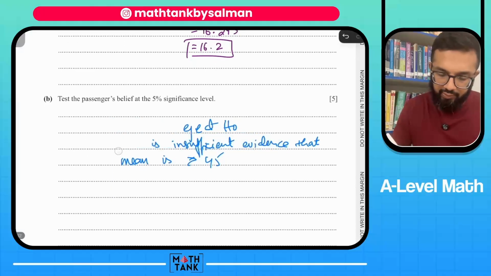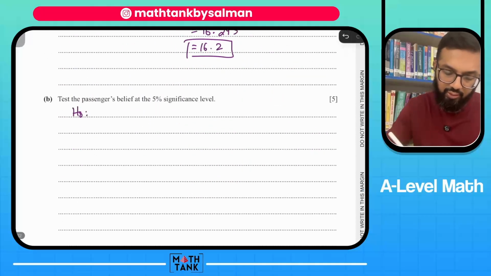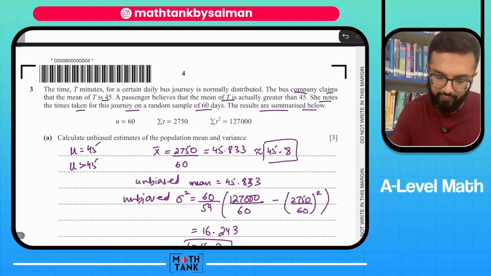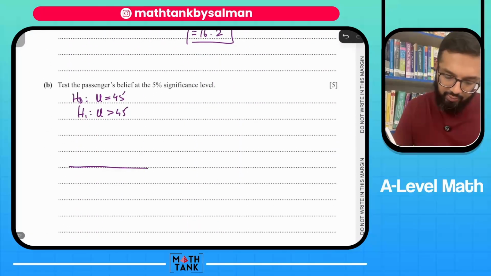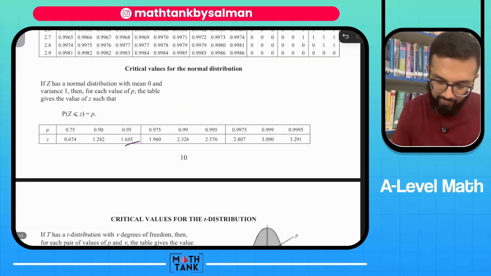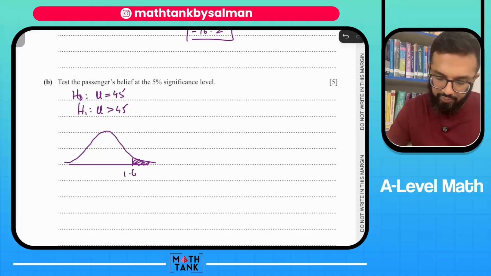Test the belief at the 5% significance level. I'm now going to write my null and alternative hypotheses. I noted it down earlier. So mu equals 45, and the alternative is that mu is greater than 45. Then I draw my critical region at 5%. So what am I getting at 5%? 95% gives 1.645.